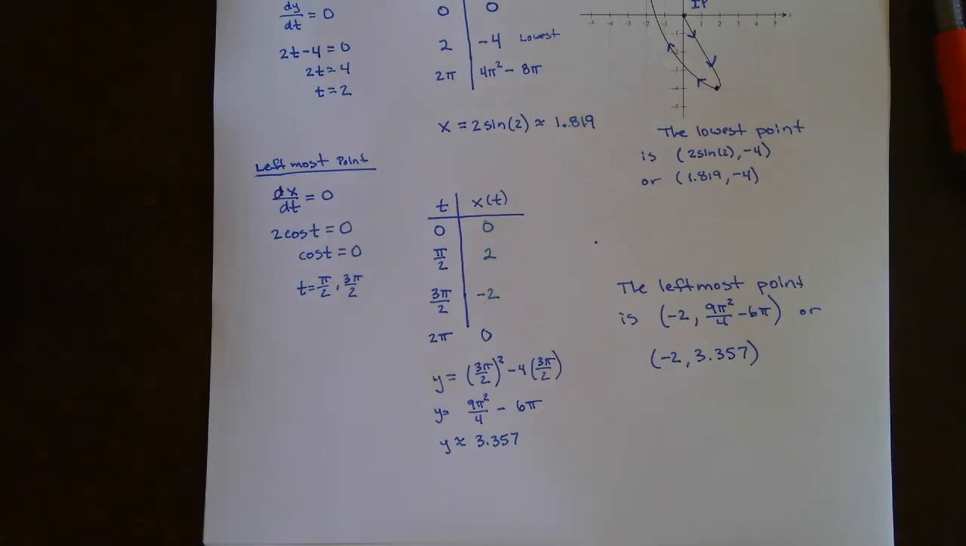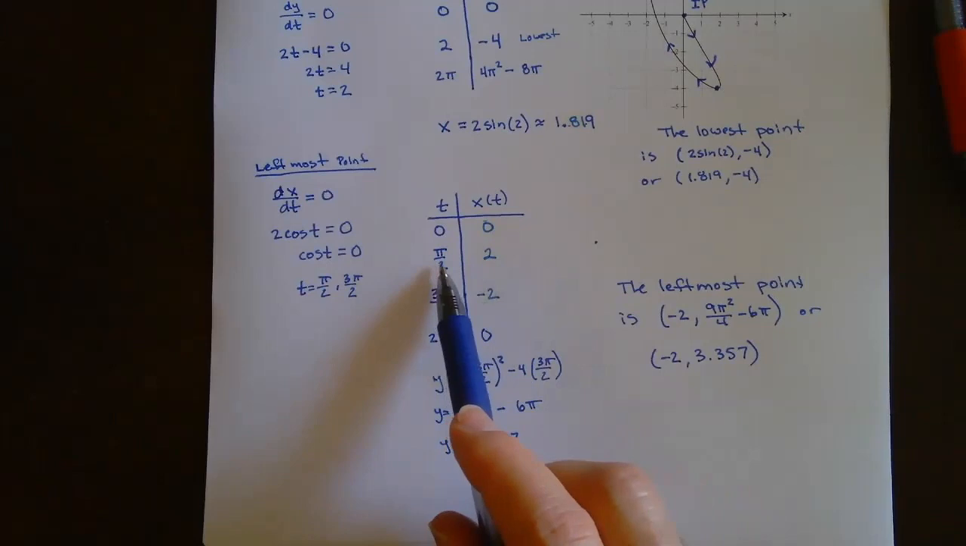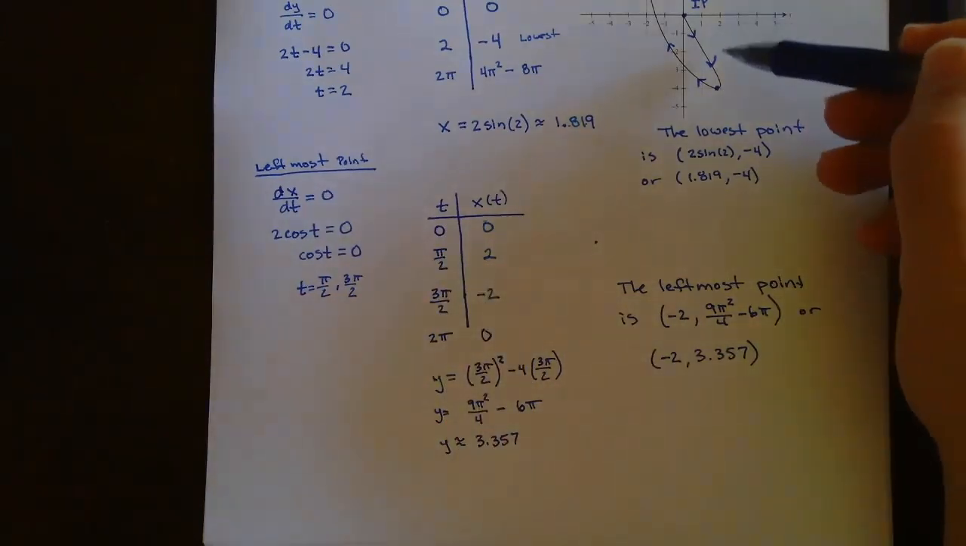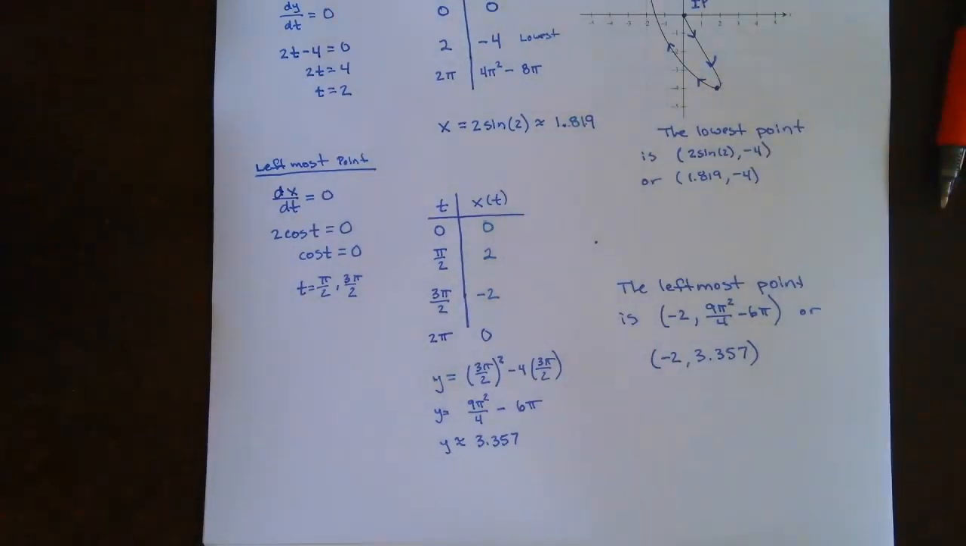So the rightmost would have been right here at t equals pi over 2, at x equals 2. That makes sense because it looks like it's right about there, a little bit to the right of the lowest point, and above it. So it'd be happening right here at x equals 2, and that would be the one furthest to the right. Just to give you, because if I ask you lowest and leftmost, I could also ask you highest and rightmost.